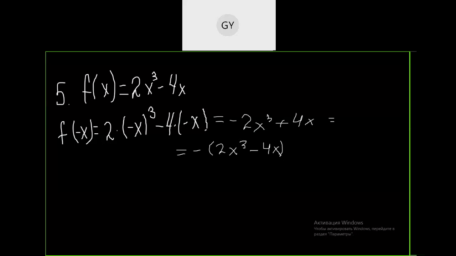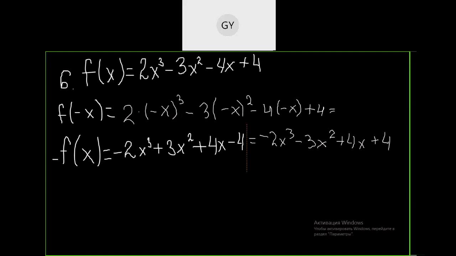F of x is equal to 2x cubed minus 4x, and let's put minus x instead of x. F of minus x is equal to 2 times minus x cubed minus 4 times minus x, which is equal to minus 2x cubed plus 4x. We can see the original function if we put the minus sign outside the bracket, and when we plug minus x in for x, all the signs switch. This means that, as I'd expected, the function is odd.